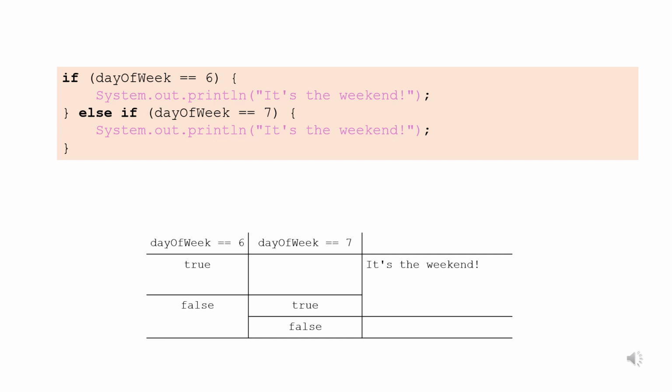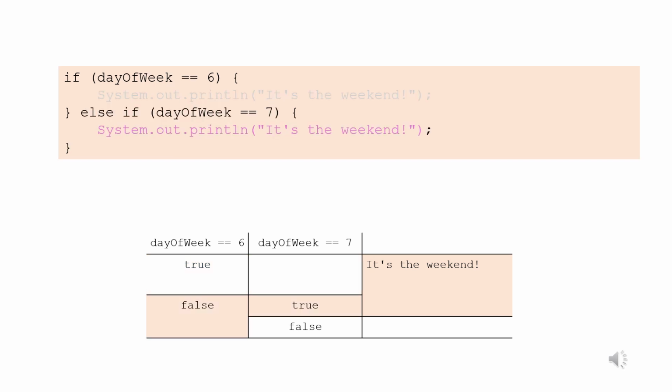Now let's quickly take a look at the functionality or behavior of this code. The program starts checking whether day of week is equal to 6 or not. When this condition is true, the program prints it's the weekend. And it doesn't even bother checking the else if because we are in the conditional branches, and as soon as one branch turns to true, the other branches will be skipped.